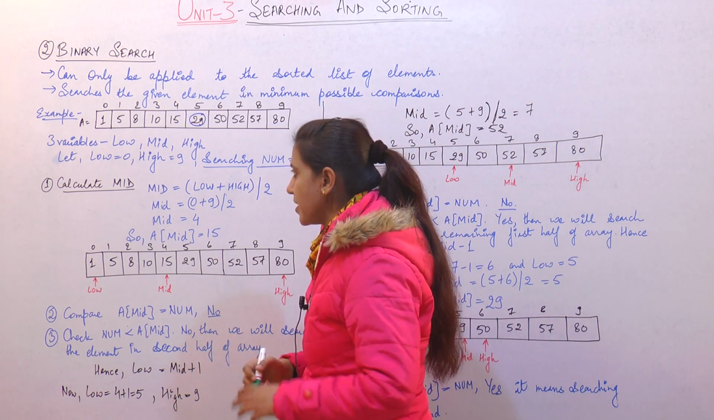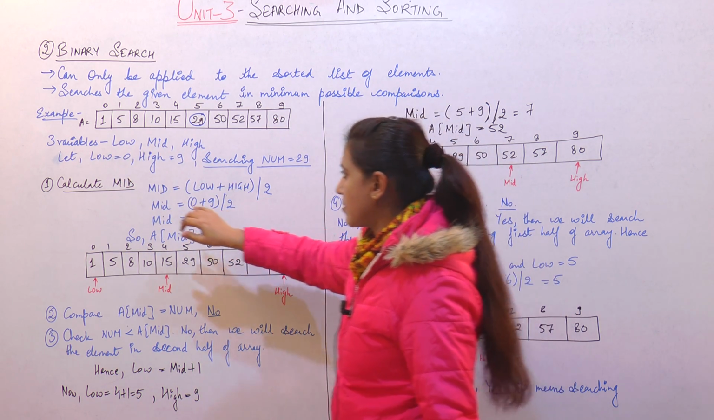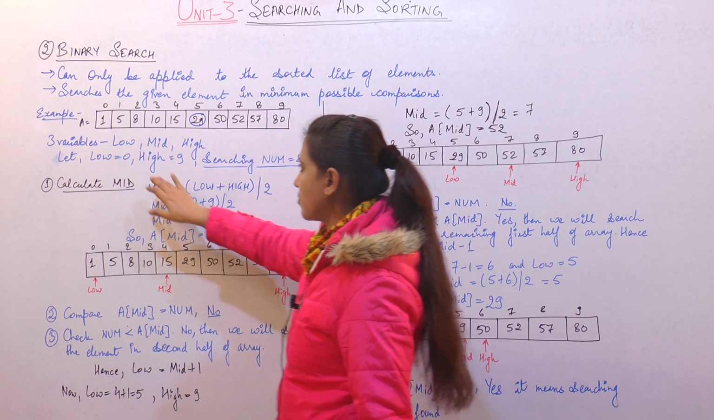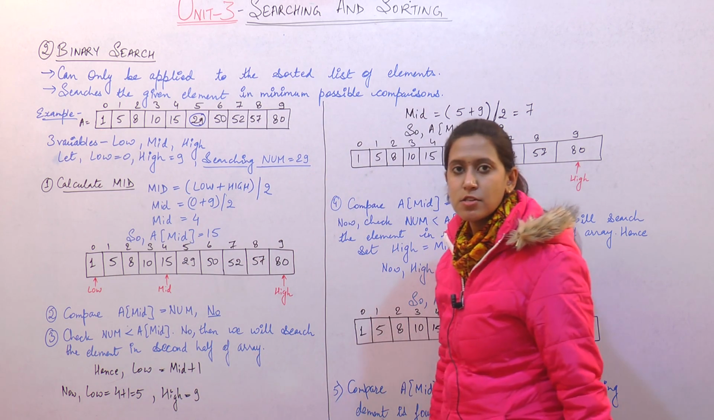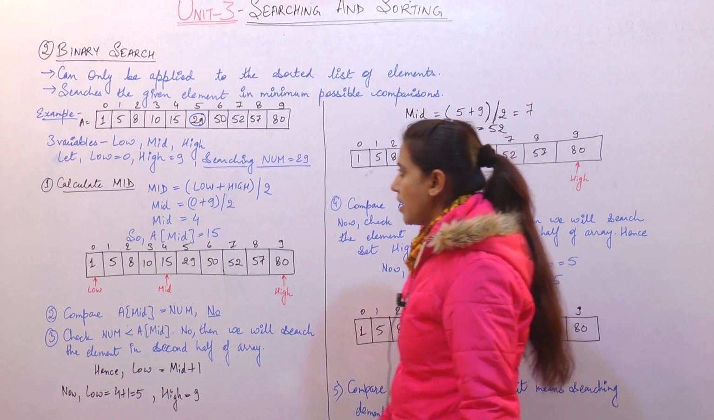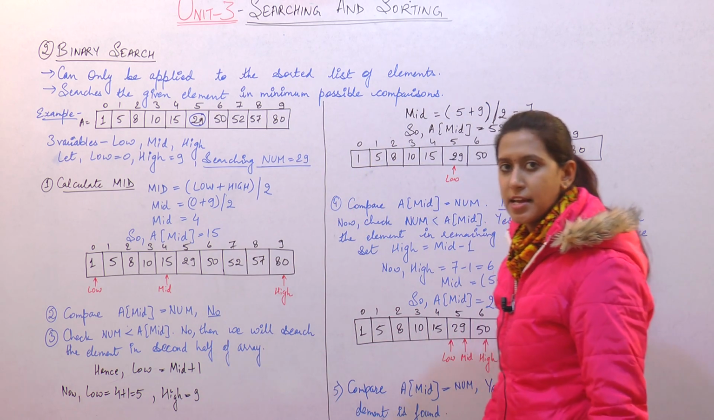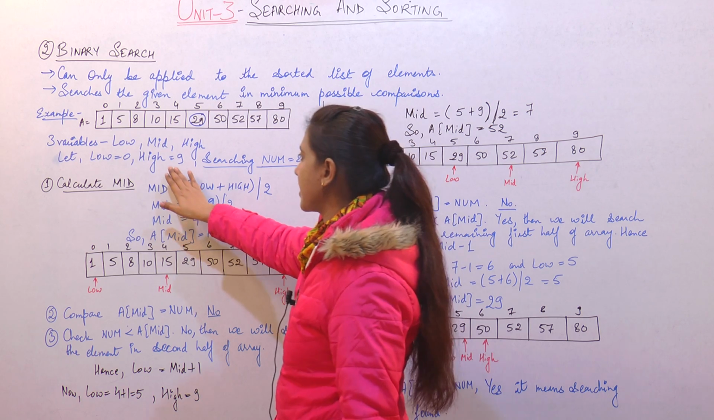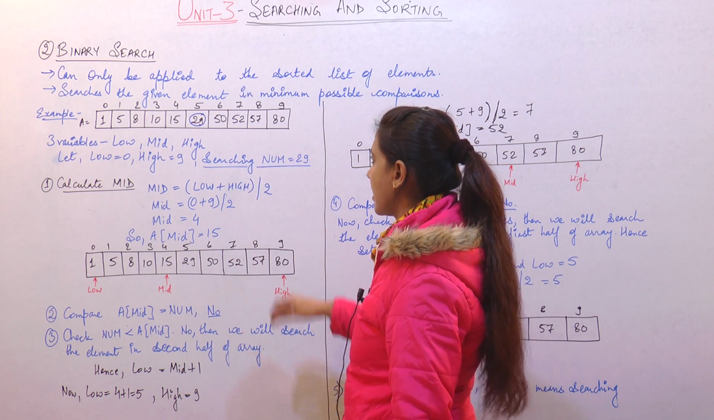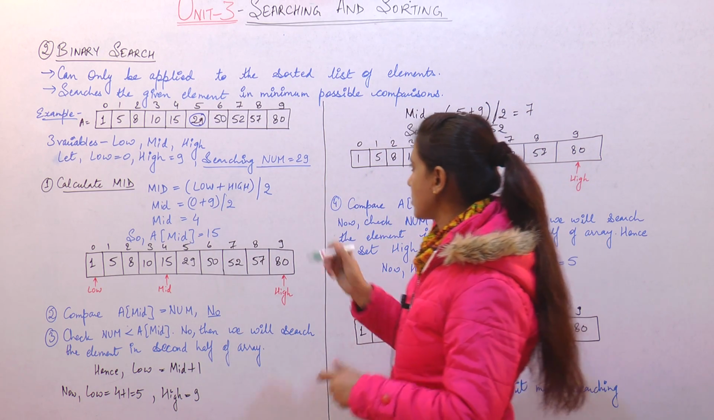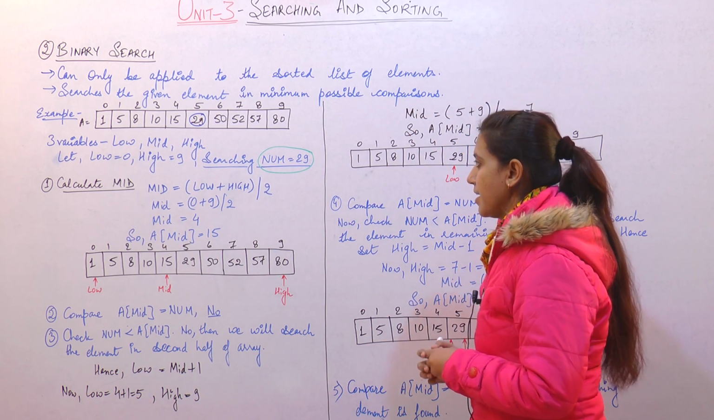So in binary search we need three variables. These three variables are low, mid and high. Firstly we will set the value of low equal to 0, because the first element is stored at location 0, and we will take the value of high equal to 9, because the last element in our array is stored at location 9. And the number which we want to search in this array is 29.